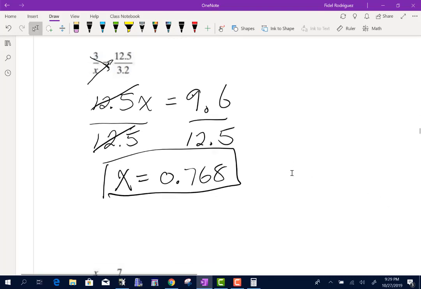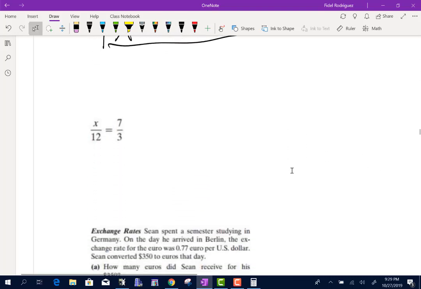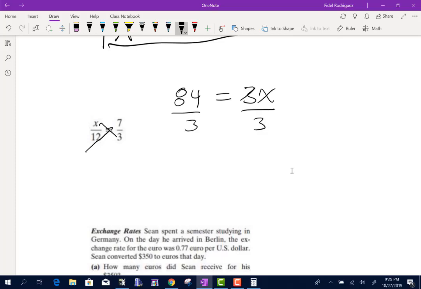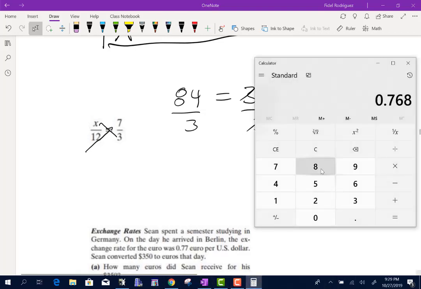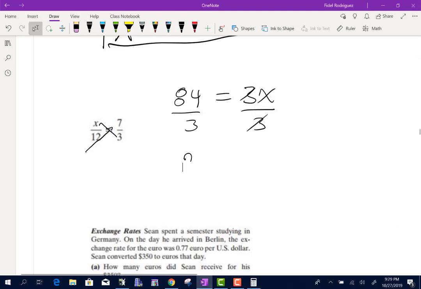So let's take a look at the next problem. Again, I'll do the same thing. We're going to multiply 12 times 7. I want to say that's going to give us something like 84. x times 3 is going to be 3x. So we can divide both sides by 3. Once again, if I grab my calculator and go 84 divided by 3, we get 28. So 28 is equal to x.